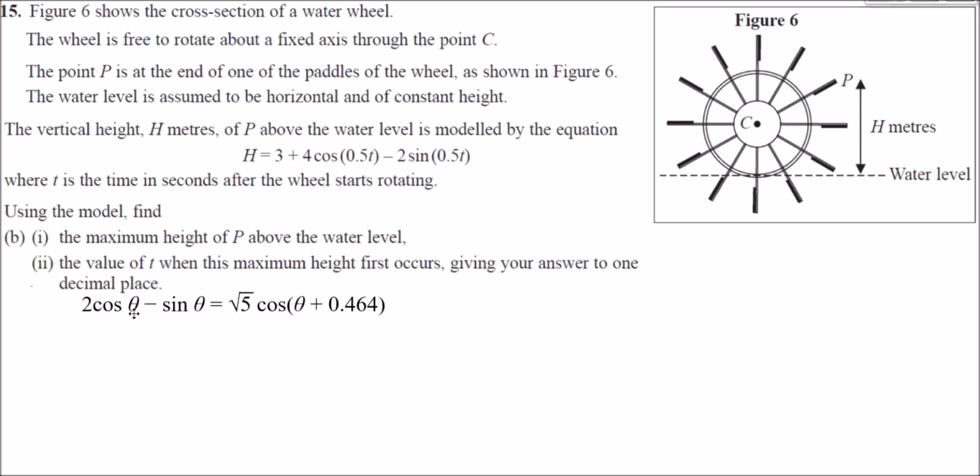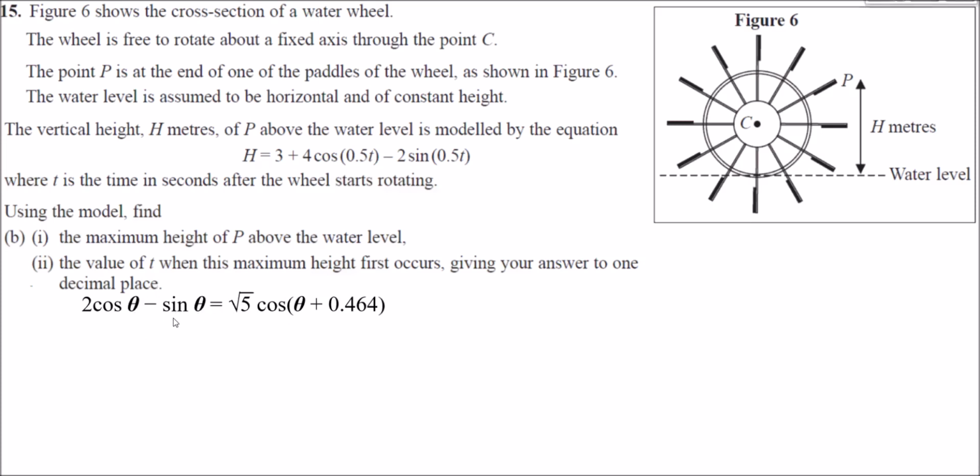From part A, we showed that 2 cos theta minus sine theta equals root 5 cos theta plus 0.464. So we need to remember what this model actually was. This is what we showed the model from part A to be equivalent to, but here we're talking about thetas, and here we're talking about t.